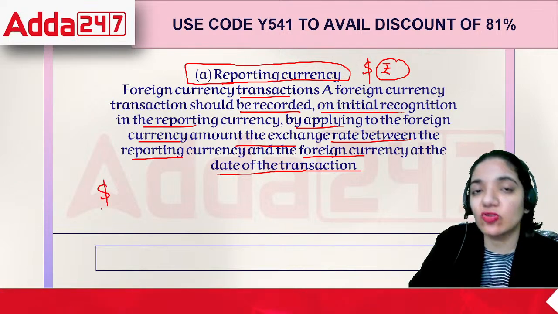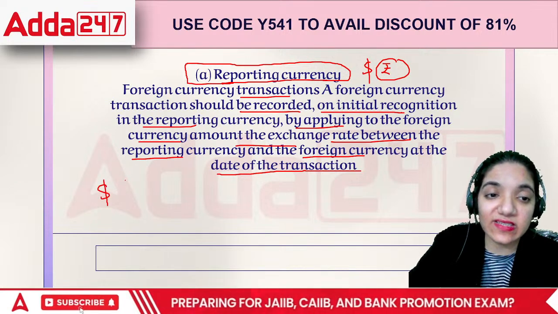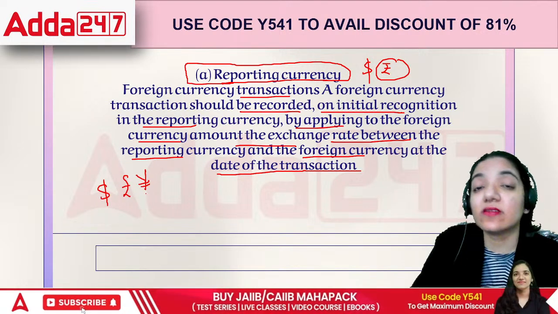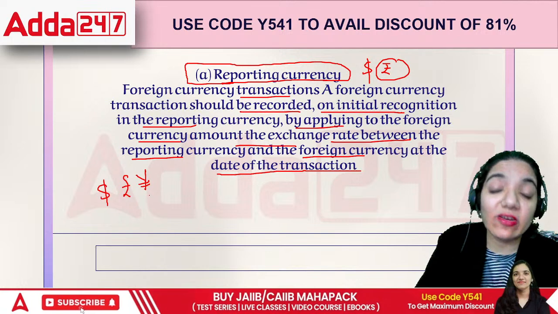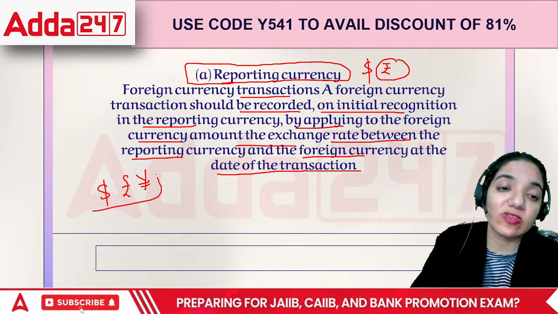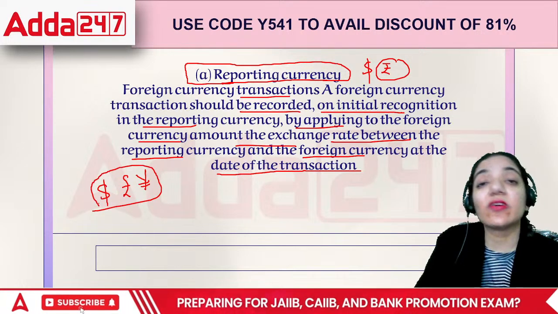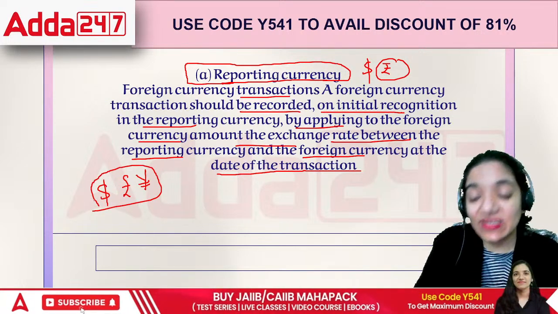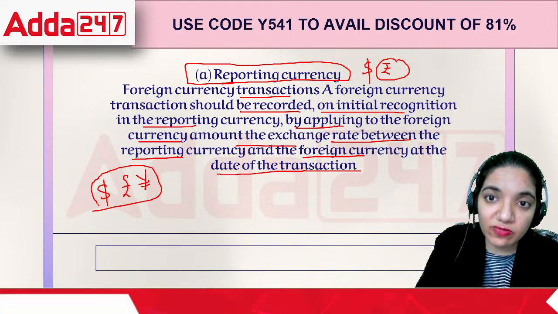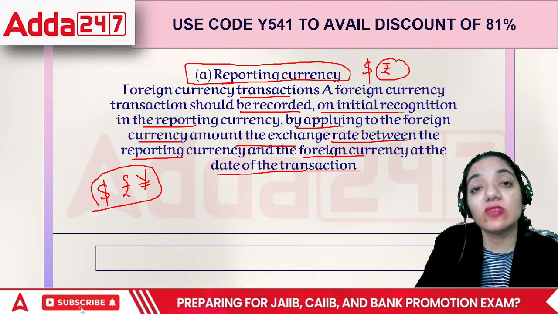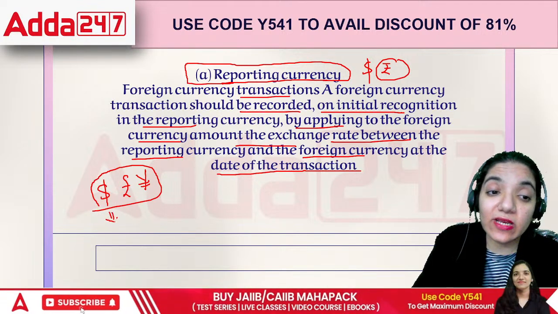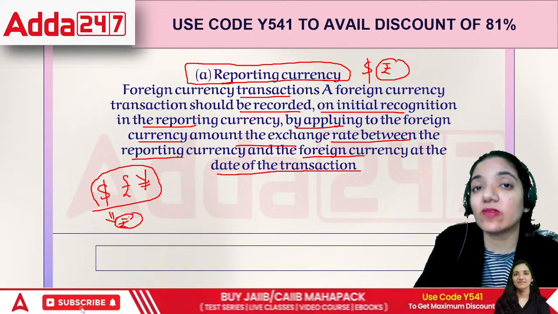Normally it happens in dollars. It can be any other currency as well, pounds, yen or any other, like dinar. But when we are preparing our books of accounts, they are not based upon different foreign currencies. We are preparing things in terms of rupee only. So we will record it in rupee, and we will convert that particular dollar into rupees in order to record that transaction.